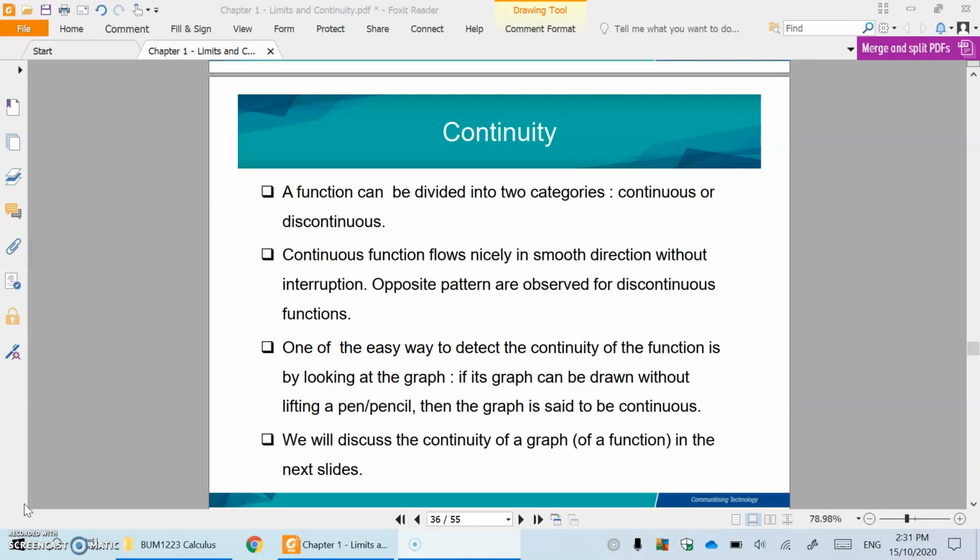One of the easy ways to detect the continuity of a function is by looking at the graph. If its graph can be drawn without lifting a pen or pencil, then the graph is said to be continuous. Meanwhile, if the graph is broken or there exists a hole, it means that the graph is discontinuous, or not continuous. We will discuss the continuity of the graph in the next slides.